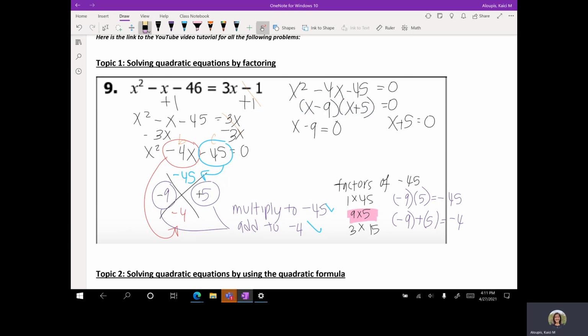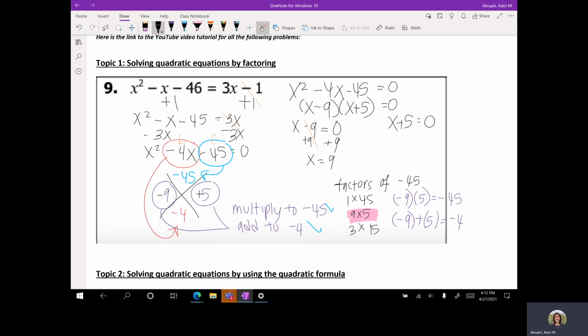So that's why we take our two quantities in parentheses and set them equal to 0 in two separate equations, and we solve for x. So let's focus on the first one. x minus 9 is equal to 0. Well, to get x alone, we need to add 9 to both sides. The negative 9 and the positive 9 cancel out, so we get x is equal to 9.